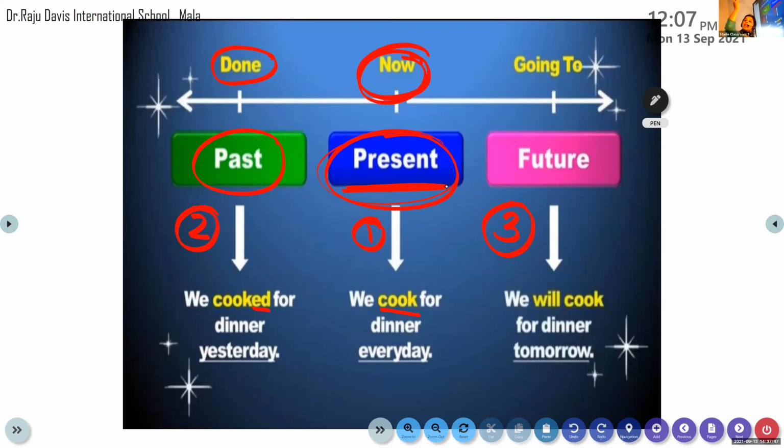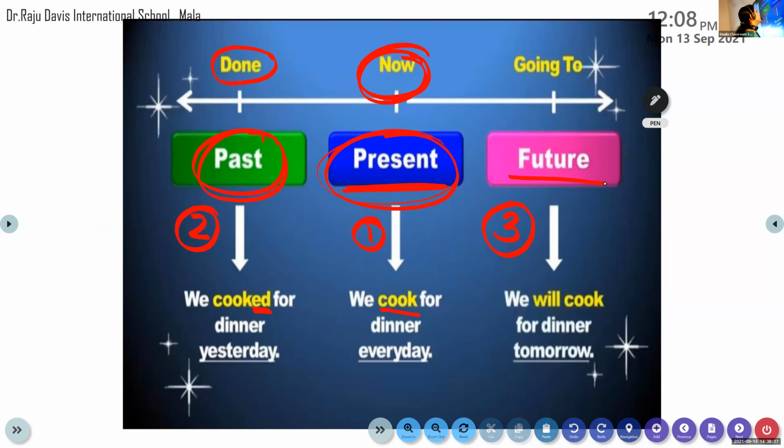When an event has occurred yesterday or the day before yesterday, or an event which has already happened, we call it past tense. Is that clear? To show that an event has happened, we add d or ed to the verb. We add d or ed to the verb to show that the action is in the past tense. Clear to all of you? Yes. Now let's move on to the third tense.